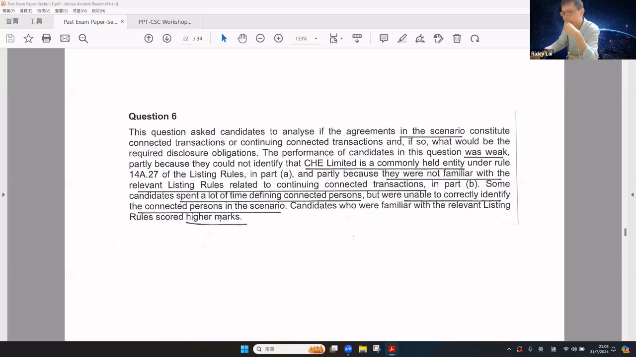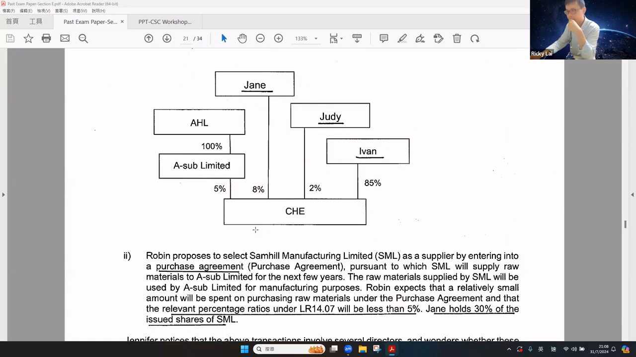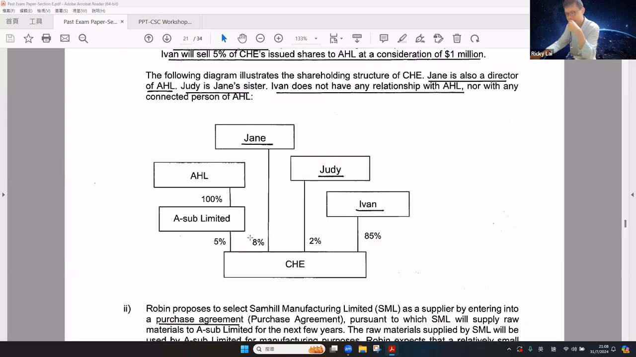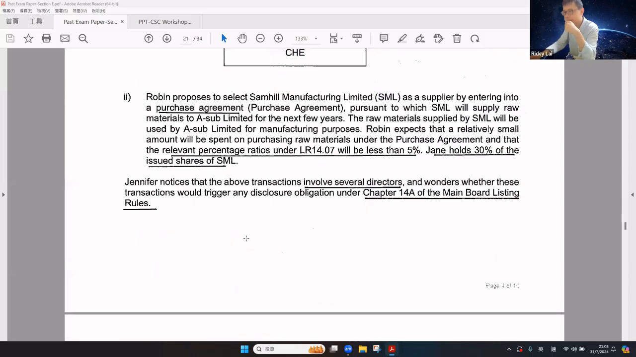On the contrary, students who are poor in Chapter 14A of the listing rules get very low marks and fail the examination. So as I mentioned before, you must prepare well for Chapters 13, 14, and 14A. All the questions are very practical, and you need to apply the listing rules to compliance for the listed company.